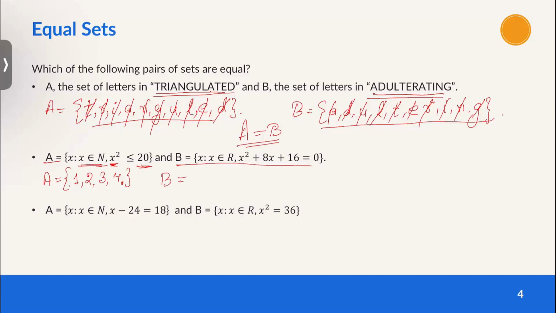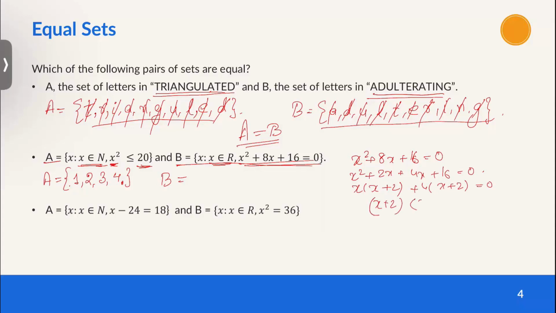B are all the real numbers, and this is the equation it should follow: x square plus 8x plus 16 equals 0. If you factorize, it will be x square plus 2x plus 4x plus 8 equals 0, that is x into x plus 2 plus 4 into x plus 2 equals 0, or x plus 2 into x plus 4 equals 0.